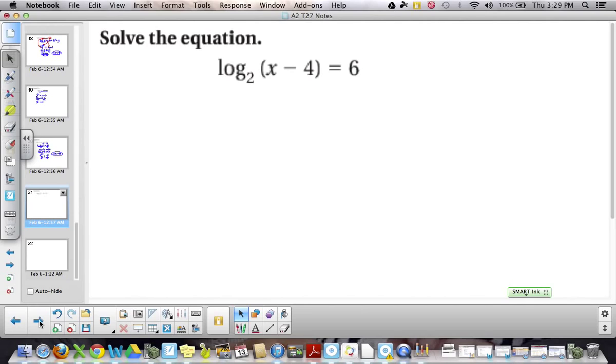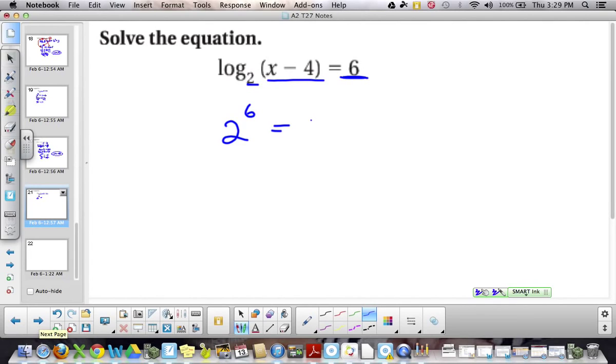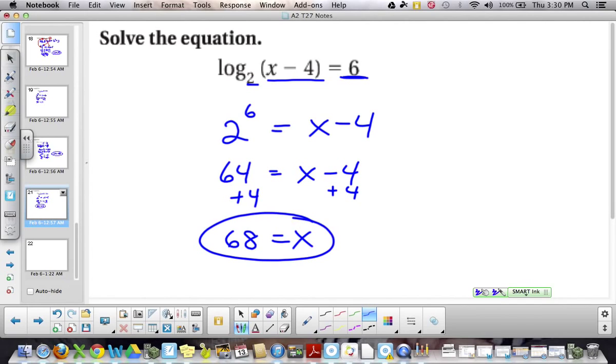One final example. Here we have log base 2 of x minus 4 equals 6. Again, we have a base 2 for our log, so our exponential expression is going to have a base of 2. The log is equal to 6, so our exponent is equal to 6. And what we're taking the log of is x minus 4, so that's what our exponential expression is equal to. 2 to the 6th is going to be 64, equal to x minus 4, and then just add 4 to both sides to get 68 equals x. And that would be the solution.